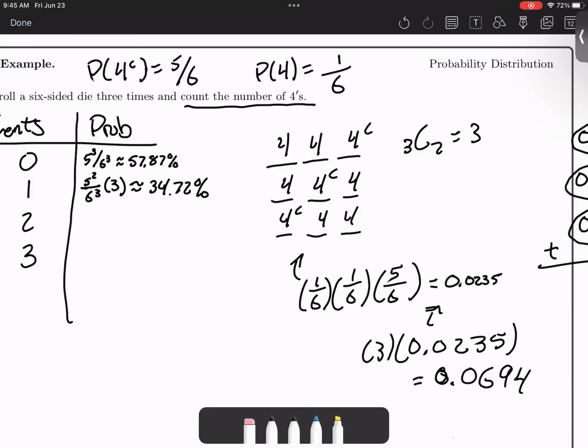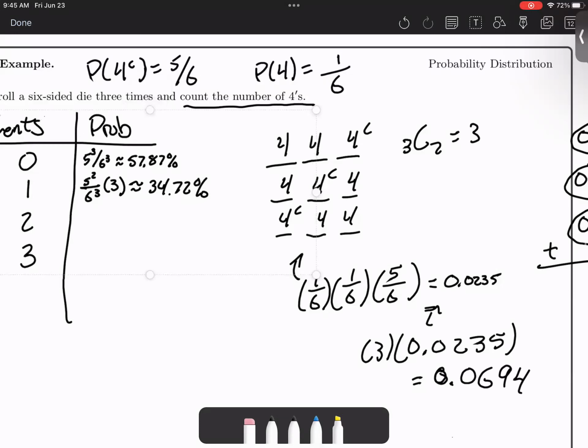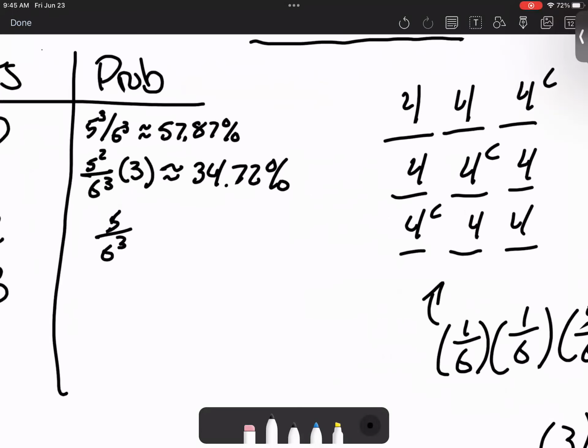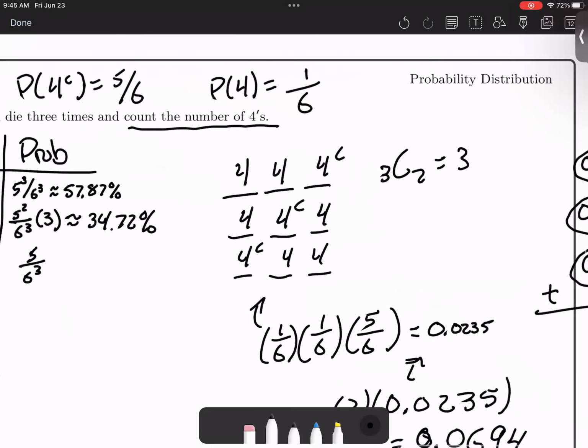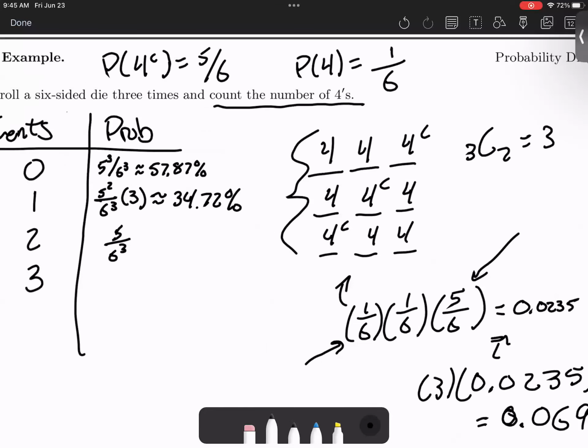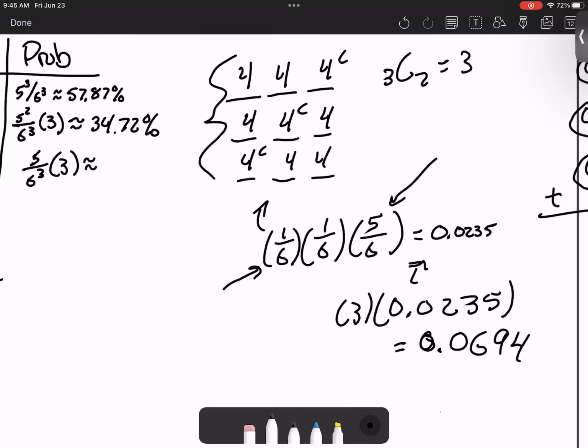So back to our table. The probability of getting 2 4s across 3 rolls is 5 divided by 6 cubed, right? In all of these cases, we only had 1 5 in our numerator, but still 3 6s in our denominator. And there were 3 ways to do that. So we get a probability of 6.94%.